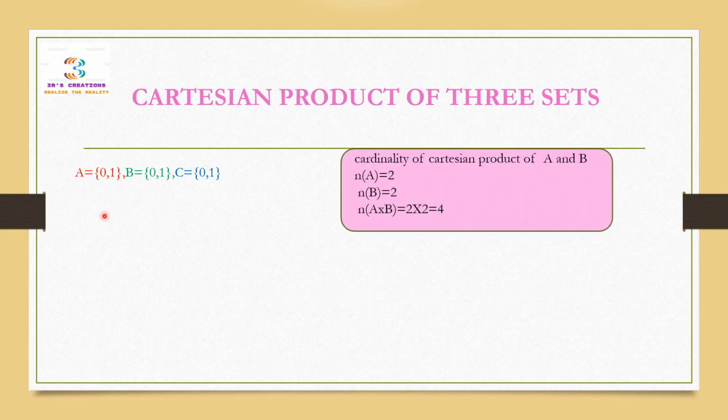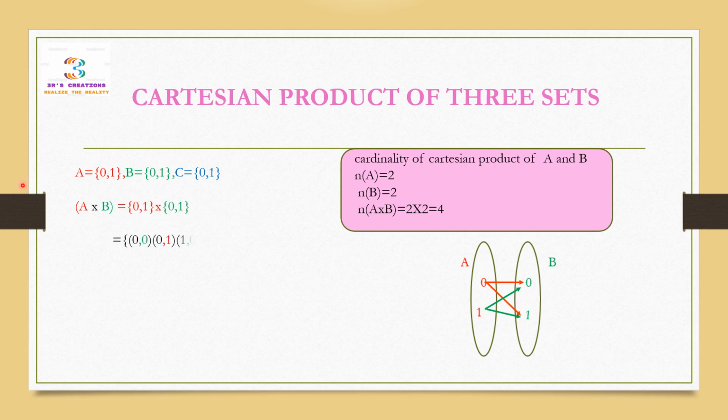To find the Cartesian product of A and B, let's see the cardinality. n of A is 2, n of B is 2, n of A cross B is 2 into 2, that is 4, which is represented in an arrow diagram with 0 and 1. 1 is paired with 0 and 1. Now A cross B is (0,0), (0,1), (1,0), (1,1), which is a square since the sets are equal.